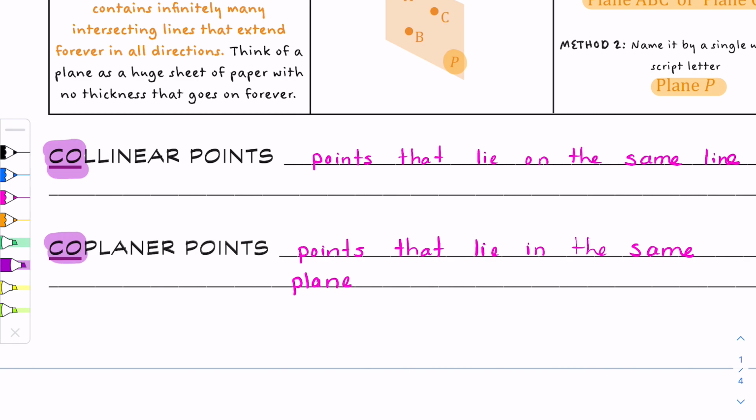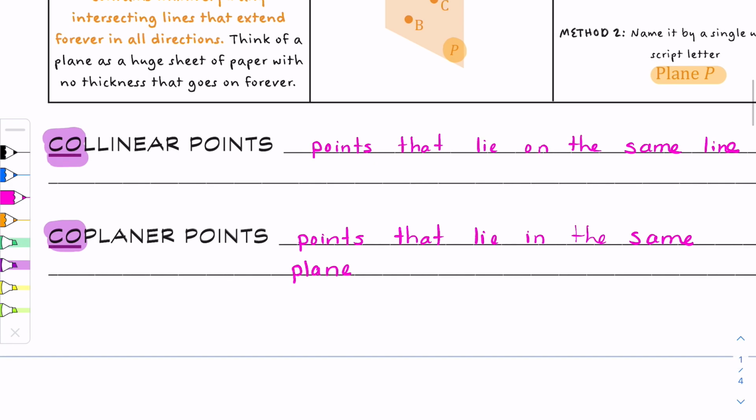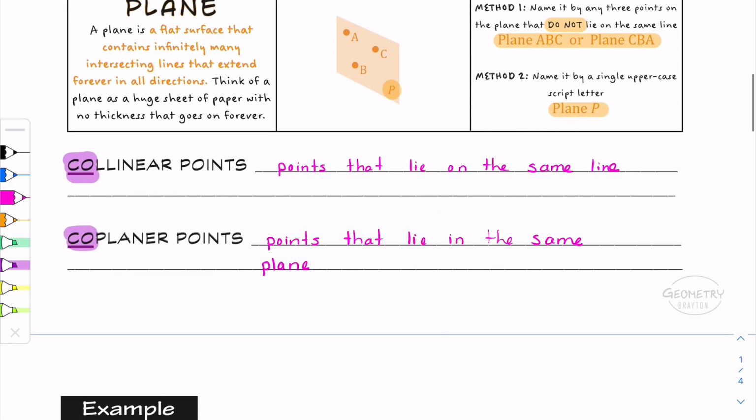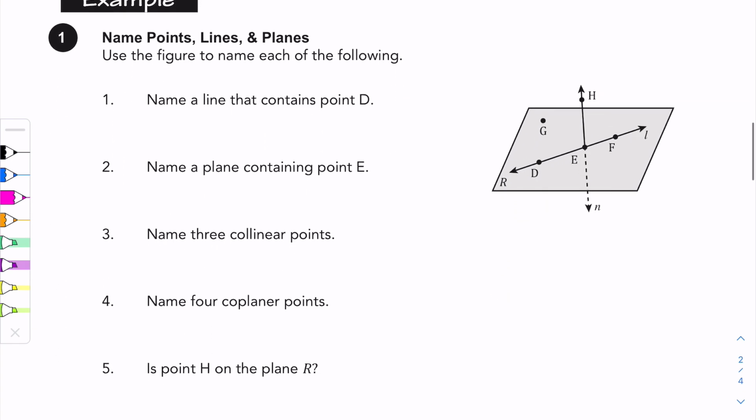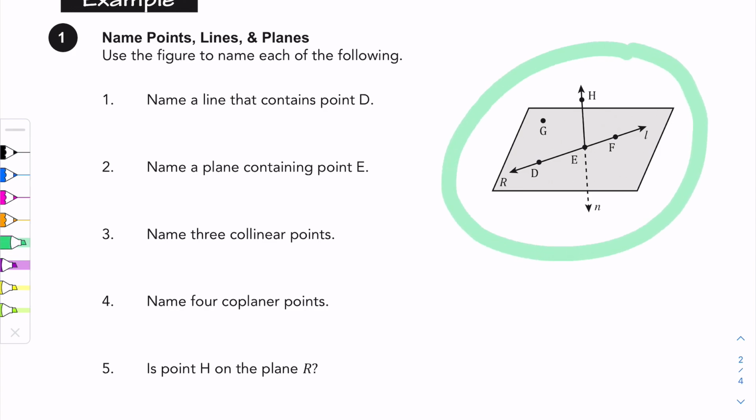And while I'm only going over these 2 words, you could extend this idea to multiple different topics. You could say that you have coplanar lines. So coplanar lines means lines that lie in the same plane. You can extend the start of co to multiple different terms, and it should explain itself. Moving on to the first set of examples. In the first set of examples, we are going to be using this model over here to answer all parts.